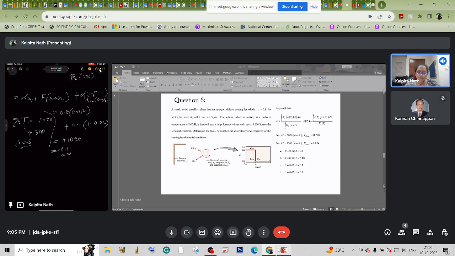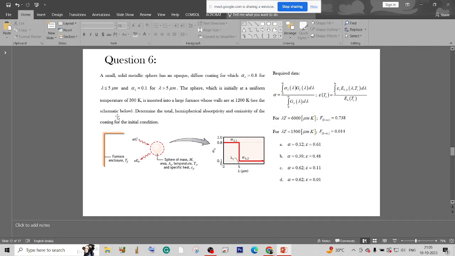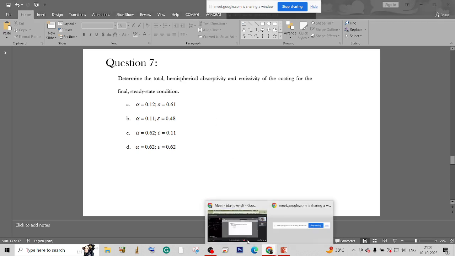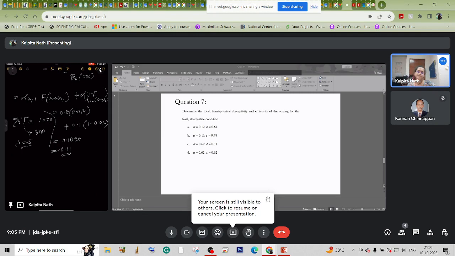Okay, so there is a second part to this question. Determine the total hemispherical absorptivity and emissivity of the coating for final steady state condition. So what will that be? I'll give you 1 minute for solving this, and then we'll proceed with the solution.